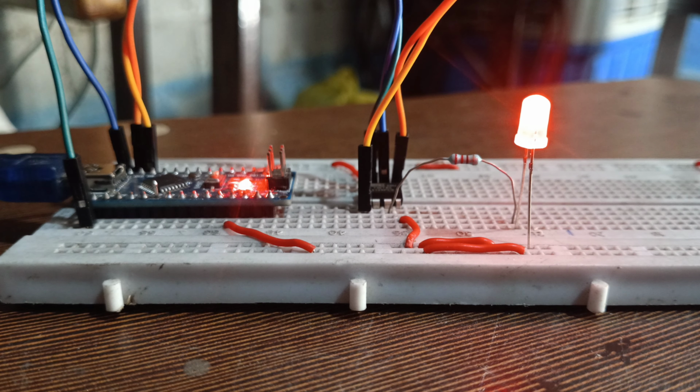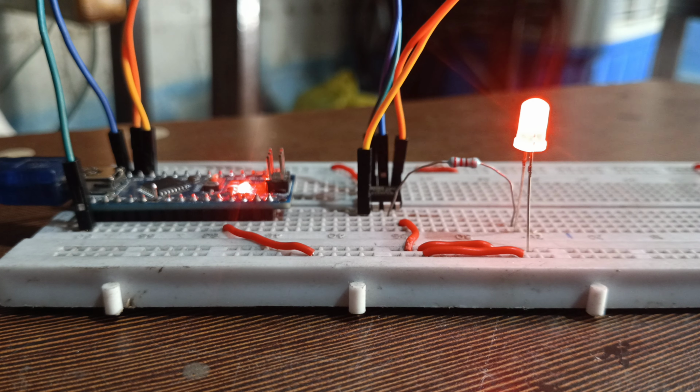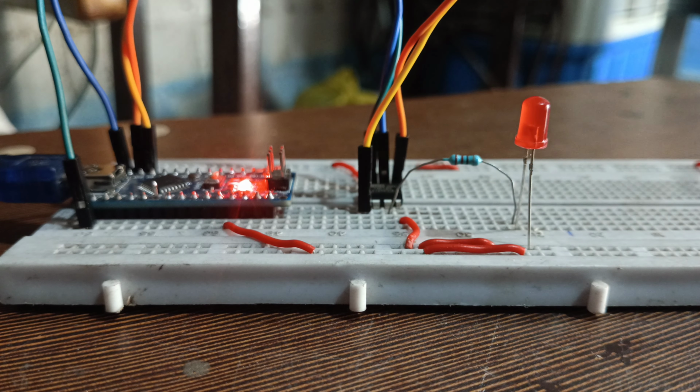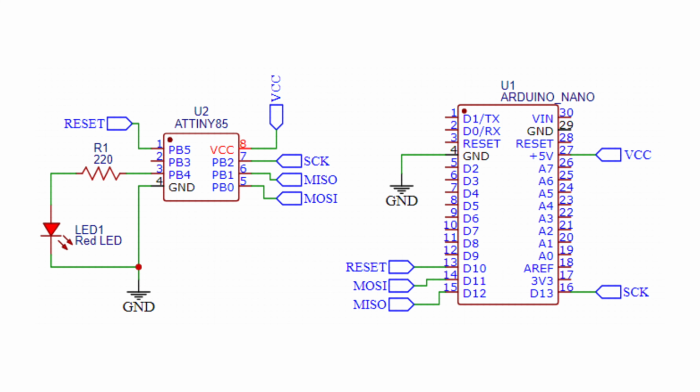In this video we will learn how to add the Attiny85 to the Arduino IDE and program it using an Arduino Nano board. This circuit diagram shows how to program an Attiny85 microcontroller using an Arduino Nano as an ISP, in-system programmer. The Attiny85 U2 is connected to the Arduino Nano U1 through the SPI, serial peripheral interface, communication lines.